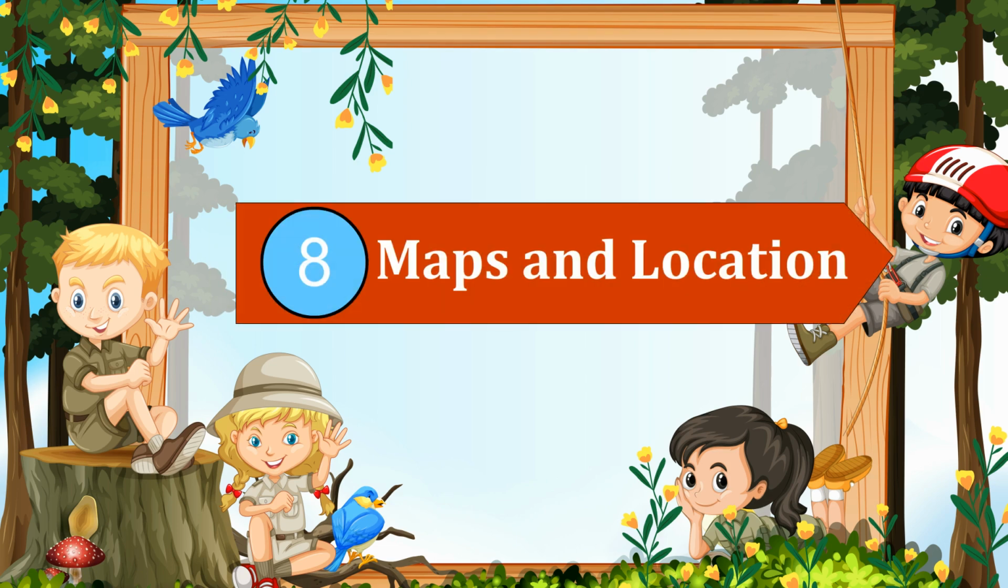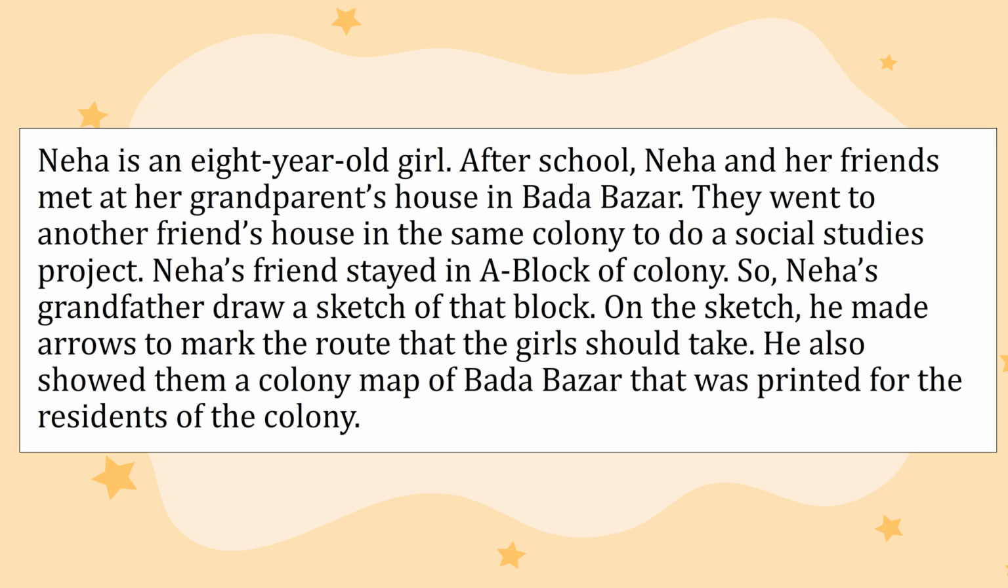Chapter 8. Maps and Location. Neha is an 8-year-old girl. After school, Neha and her friends met at her grandparents' house in Bada Bazar. They went to another friend's house in the same colony to do a social studies project. Neha's friend stayed in a block of the colony.